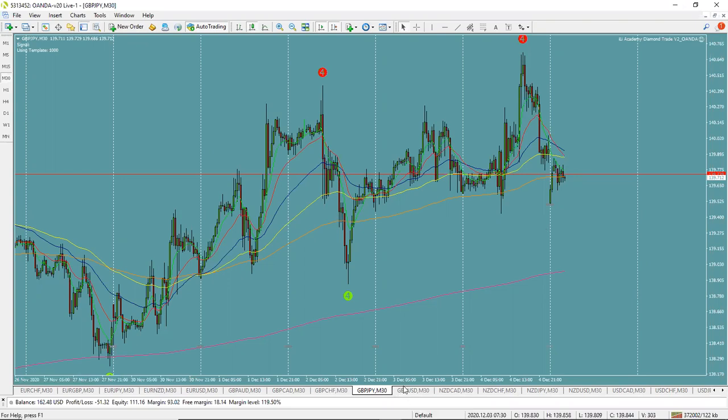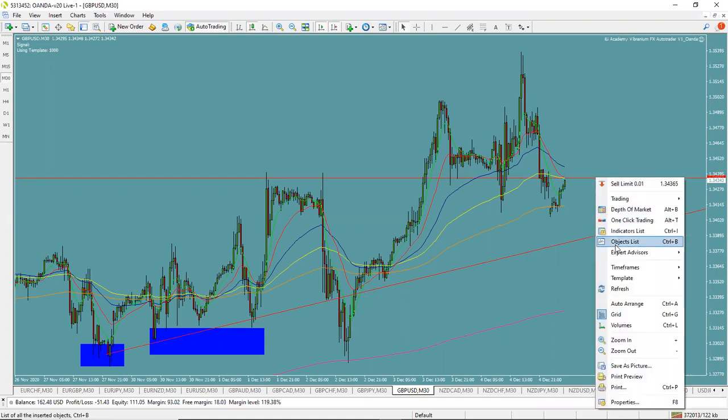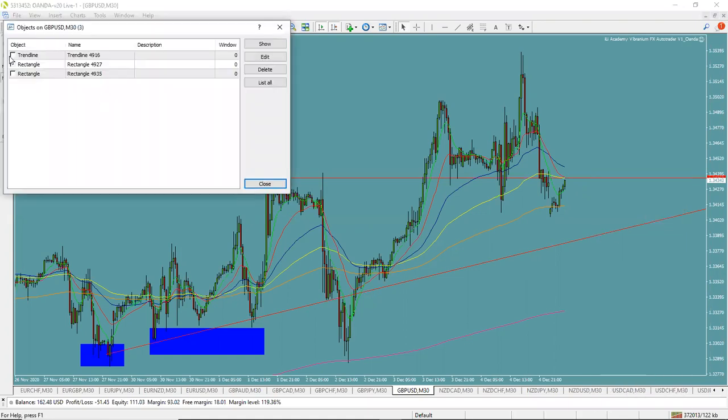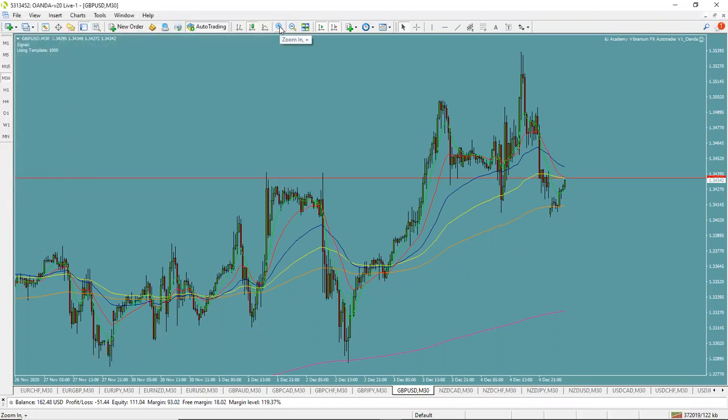As far as the pound US, let's go over here. We got some trend lines and things that we had drawn before. So let's see if we can get rid of them. I can right click, go to my objects list. And there we go, trend lines and rectangles, right? So I'm going to go ahead and kill all of that. Just check them all, delete them. And there we go, right?